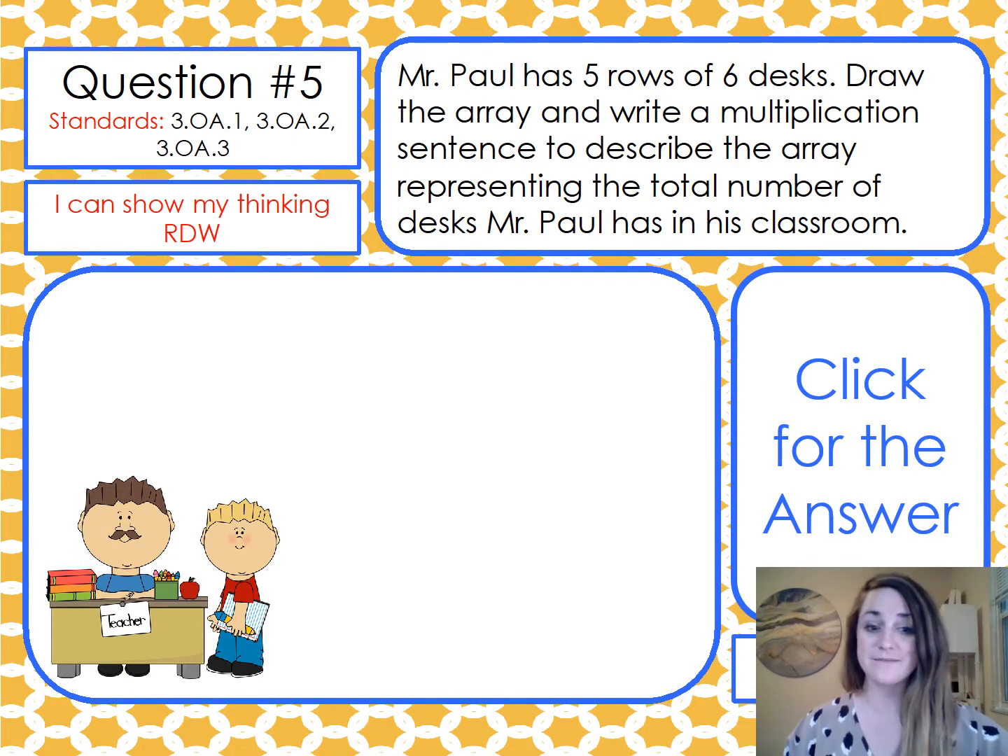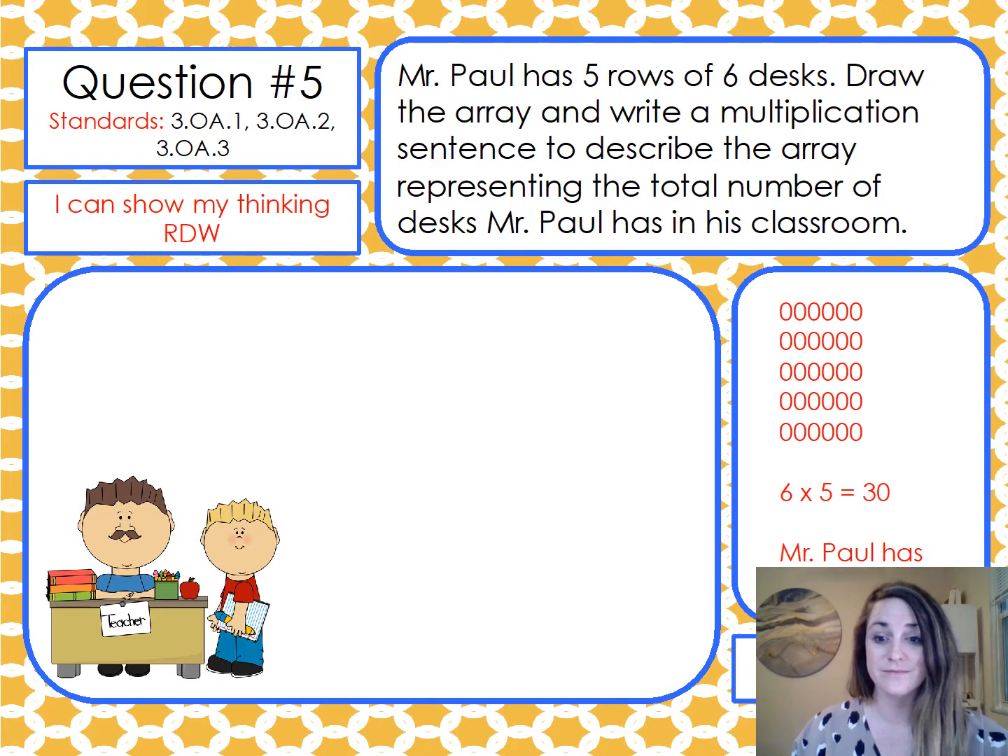Question 5. Mr. Paul has 5 rows of 6 desks. Draw the array and write a multiplication sentence to describe the array representing the total number of desks Mr. Paul has in his classroom. We made 5 rows of 6. An equation we could write to match this would be 5 times 6 or 6 times 5. Both will equal 30. Mr. Paul has 30 desks.